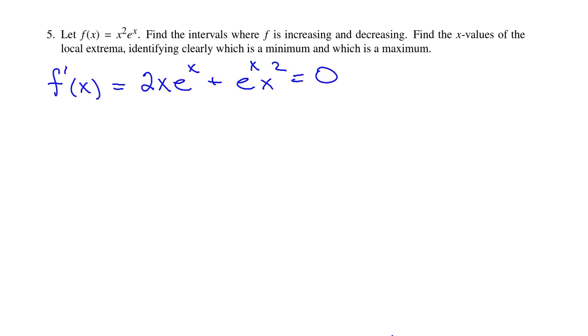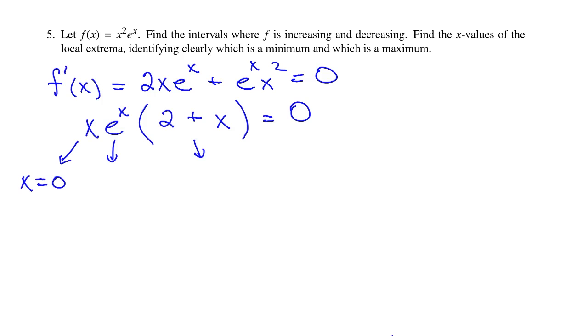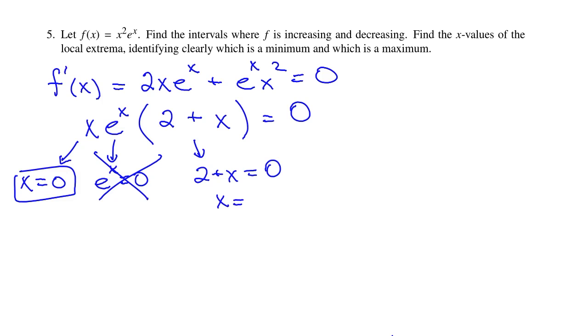I can factor out x e to the x from both terms. That leaves me with 2 plus x equals 0. From here, I'm going to set each factor equal to 0. So x equals 0, e to the x equals 0, and 2 plus x equals 0. X equals 0 is good. E to the x is never equal to 0, so no solution from that. And then we have x equals -2.